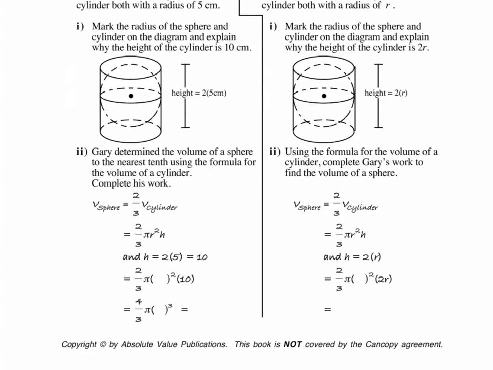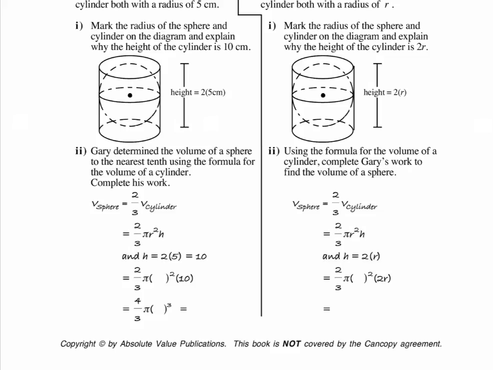So basically, when you have a sphere with the same radius as a cylinder, and its height is the same as the diameter of the sphere. Imagine that this sphere is touching right at the bottom and right at the top, the center. So it is the same dimensions, except one's a cylinder, one's a sphere.